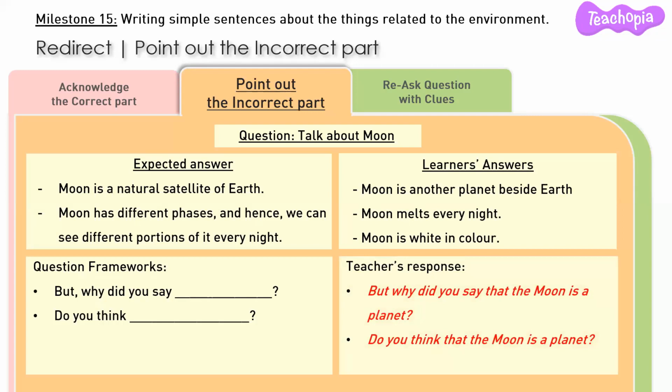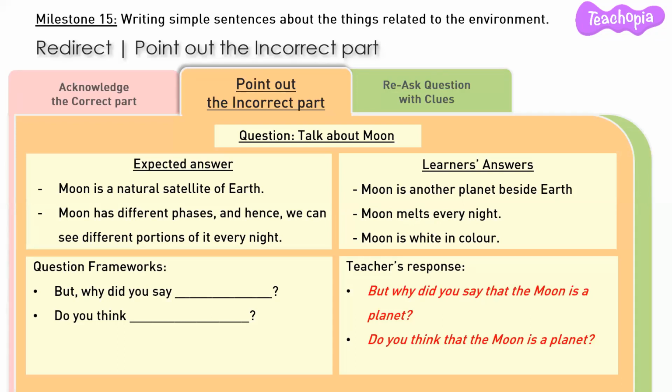So how can we frame a question to point out the incorrect part for this particular example? It could be something like this. But why did you say that the moon is a planet? Do you think that the moon is a planet? See how these questions are trying to make the children think about the incorrect part that they have just told out loud to the teacher.